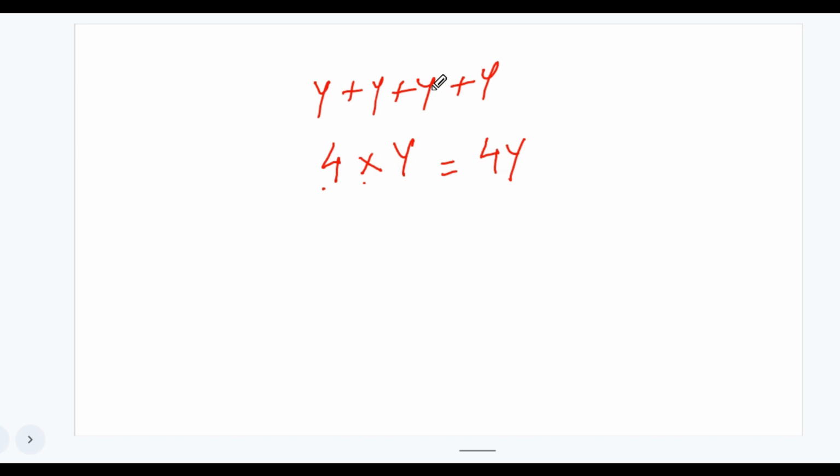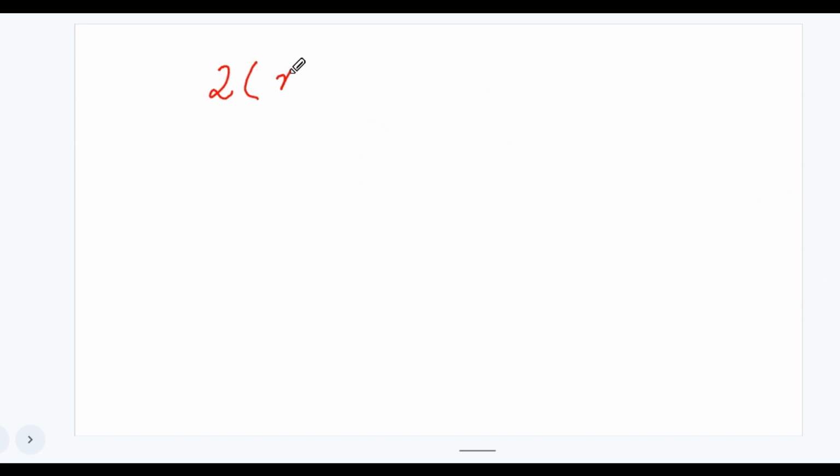Yes, so you already know that when you add the letters, it will give you 4y because you need to add only the coefficients. But the other thing I need to tell you is that when you write 4y, it means that 4 is being multiplied with y. The same thing we are going to learn today. For example, if I say I need to expand this bracket, how can I expand it? You know that 2 is outside the bracket and it means that we need to multiply 2 with this bracket.